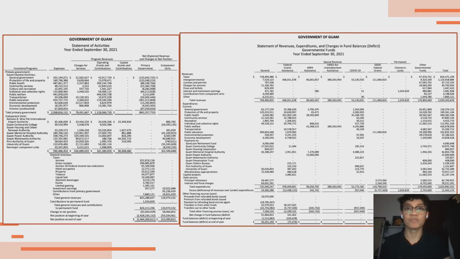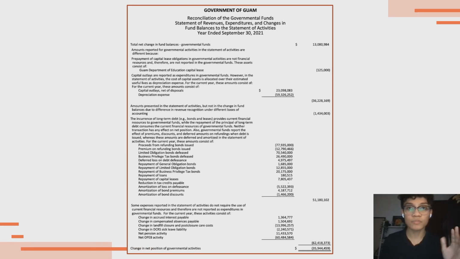And then it's the same process for the statement of revenues, expenditures, and changes in fund balance, and the reconciliation to the statement of activities. So you take the total net change in fund balances for your governmental funds that's found in your statement of revenues, expenditures, and changes in fund balances. You list that amount at the top of your reconciliation, and then you look at all of the items that require reconciling. After you do that, your reconciled amount should be the same as the net change in net position of governmental activities found in your statement of activities.